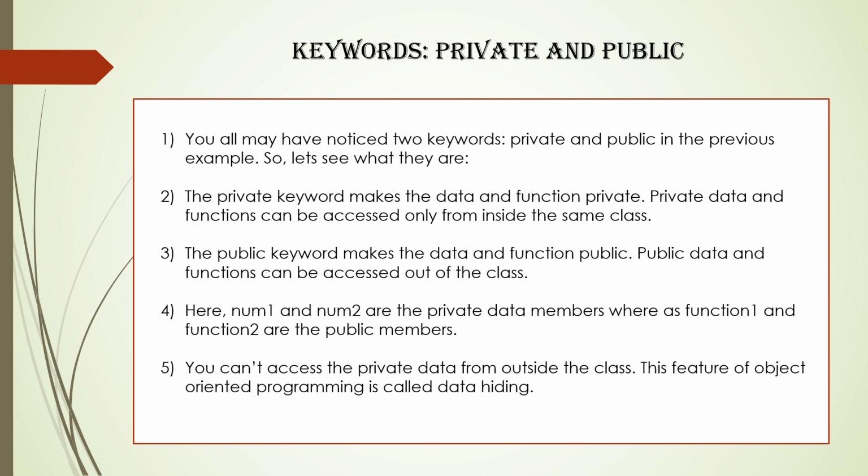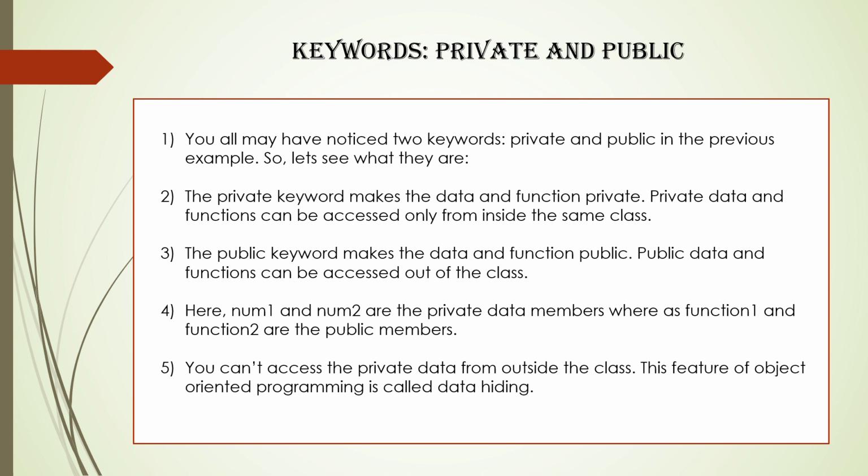And the public keyword makes the data and member functions public. Public data and functions can be accessed from outside the class also. In the previous example, num1 and num2 are private data members, whereas function1 and function2 are public member functions. You can't access the private data from outside the class, and this feature of object oriented programming is called data hiding.